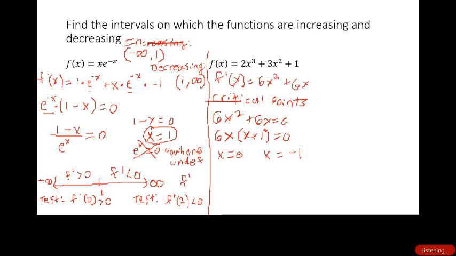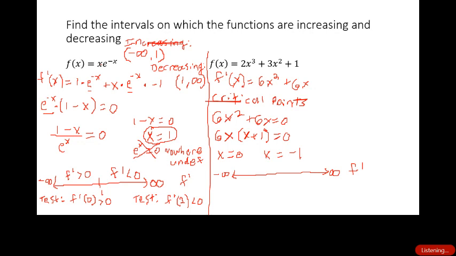The derivative is a polynomial. It's not undefined anywhere. So all we had to worry about was where the derivative was equal to 0. So once again, I'm going to draw a number line with -infinity on this side and +infinity on this side. And remember, this number line is going to represent the first derivative.